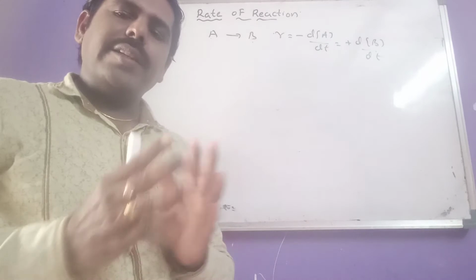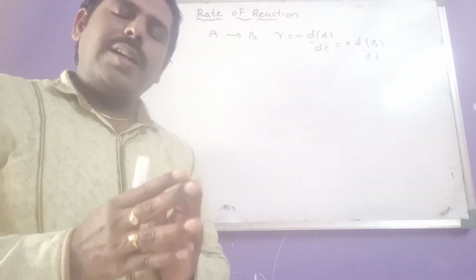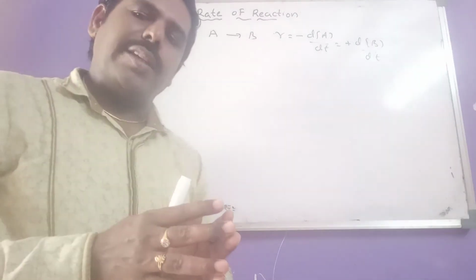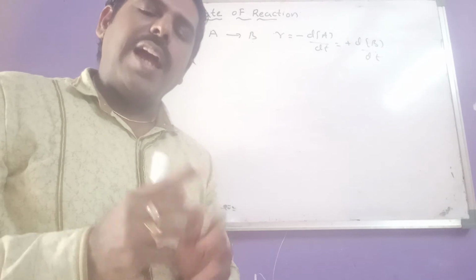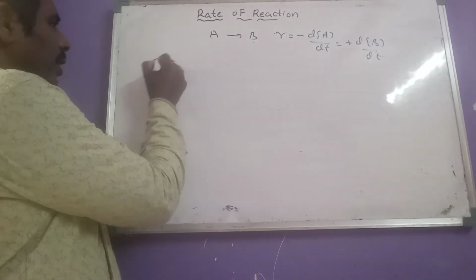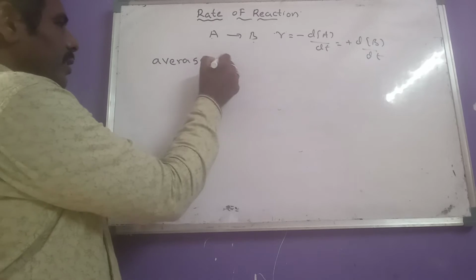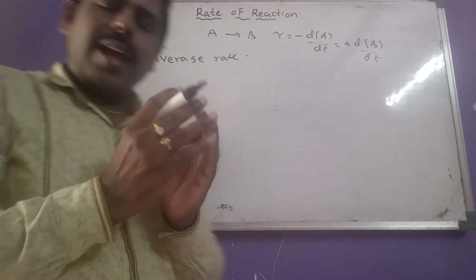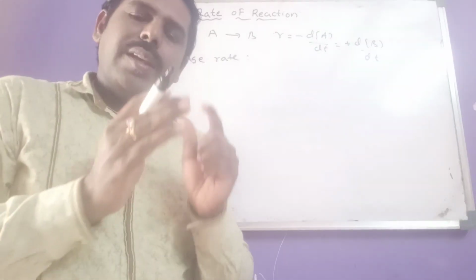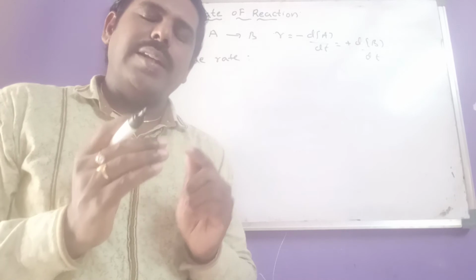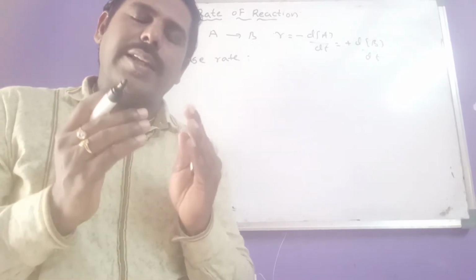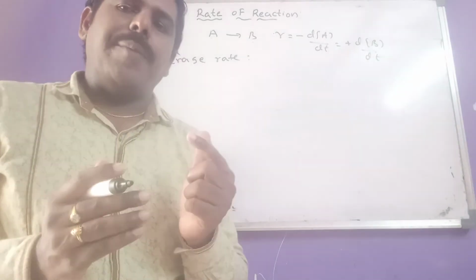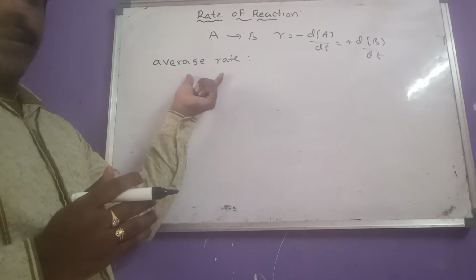Okay, then there are two different types of rate of reactions. What are the different types? The first one is average rate, and the second one is here. Average rate means what? The decrease in concentration of reactants in a period of time is known as average rate.